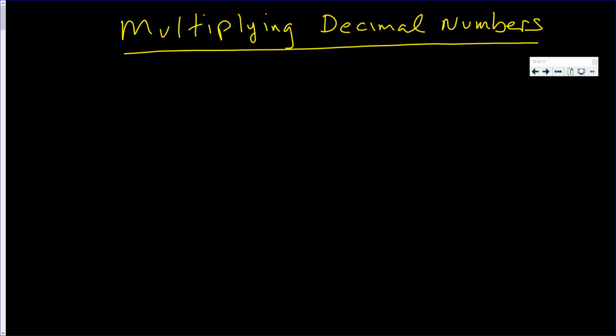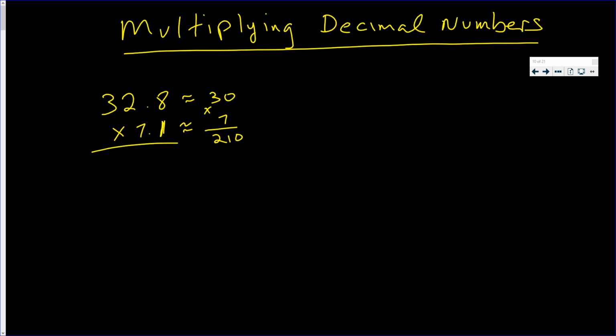We're going to talk about multiplying decimal numbers. Suppose you want to multiply 32.8 times 7.1. The first thing is you don't have to line up the decimals. This number is around, I don't know, 30, and this number is around 7. I rounded down on each number, and that's 210. So the answer should be a little bit more than 210.